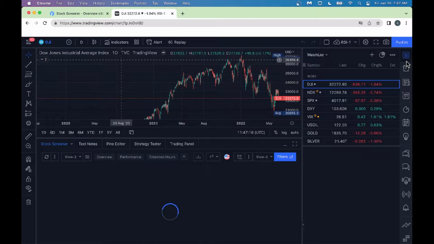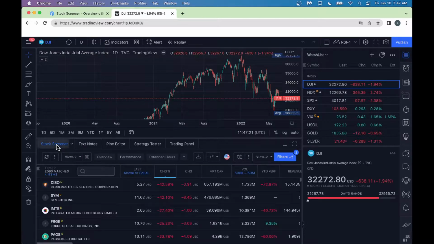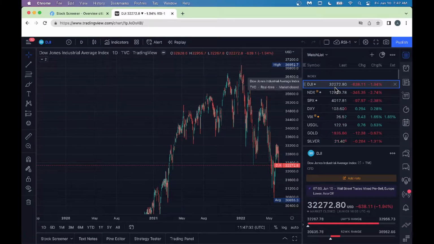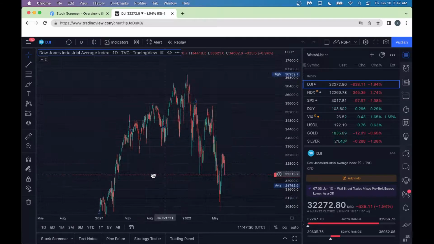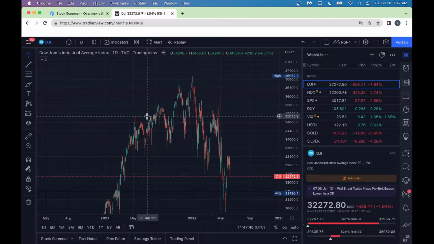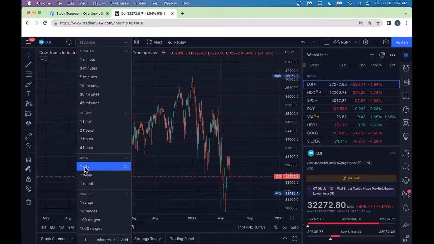So once I do that, I might get rid of the stock screener to begin with and start with a clean chart. So look, now I've got here my index. It tells me how the market did yesterday. Look, I've got Dow Jones Industrial Average here. I can adjust it a little bit to make it better. I've got a one-day view here, which is pretty good. I can go with the daily view.